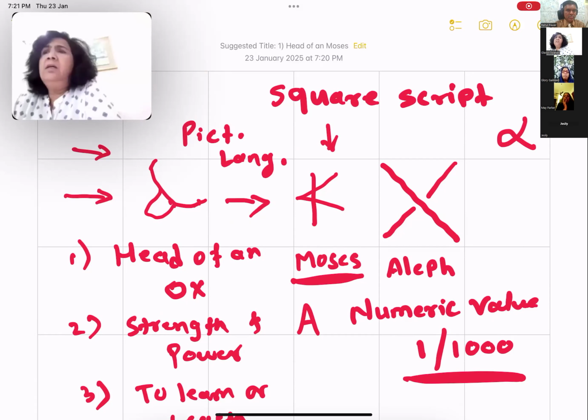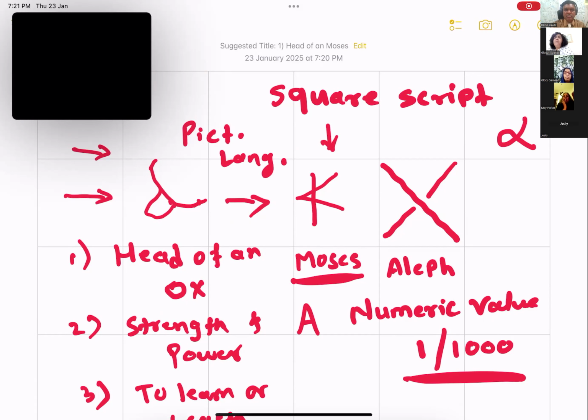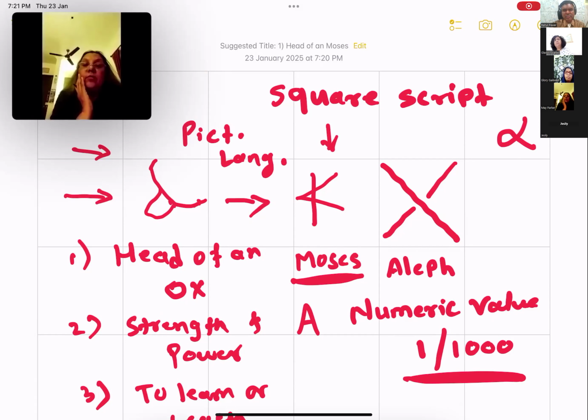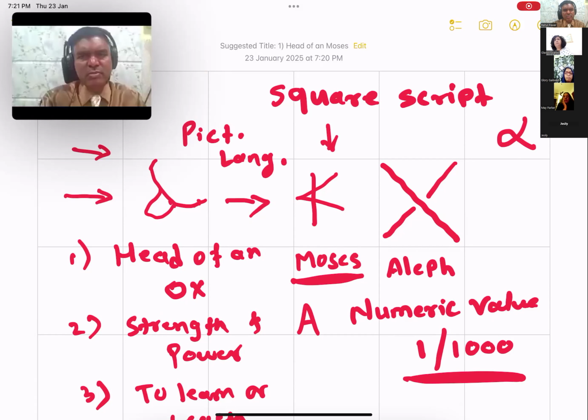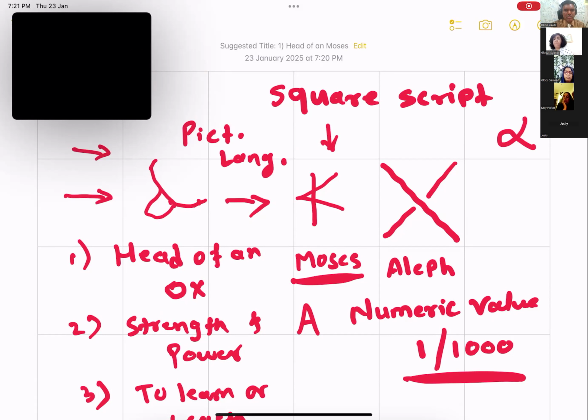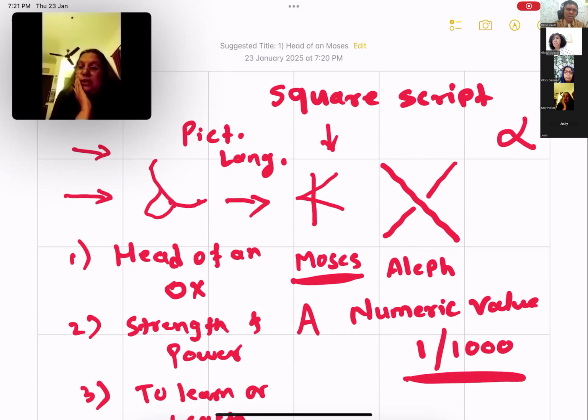Can you hear, Pastor? Not able to hear. Yeah, Pastor, that was not clear. After Moses, then they turned the angle. After that, it was not clear.